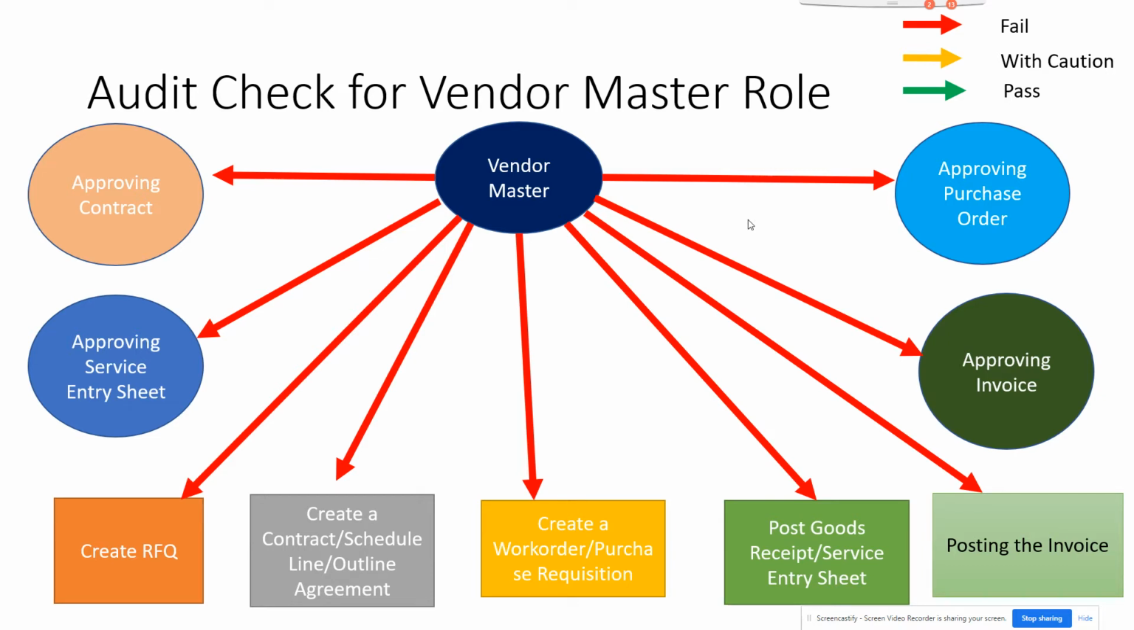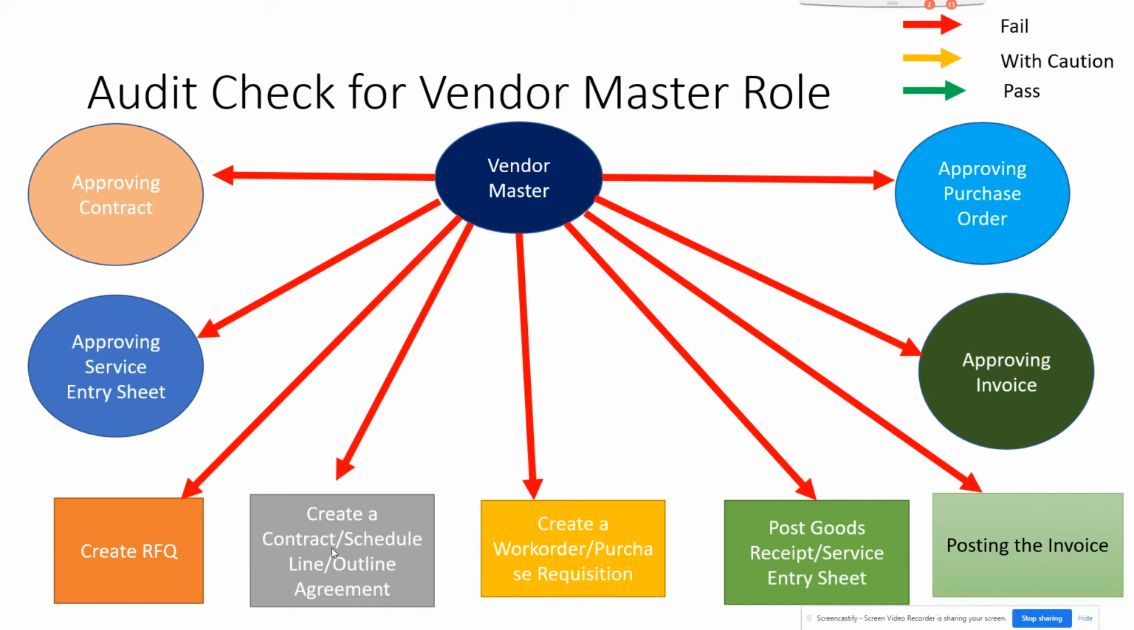So let's explain. Everything here, if you notice, from vendor master to approving purchase order, you cannot do. Vendor master approving invoice, you cannot do. Vendor master posting invoice, that's a very red no, you can't. Vendor master posting a goods receipt, no. Vendor master creating work order, purchase requisition, no. You just cannot.